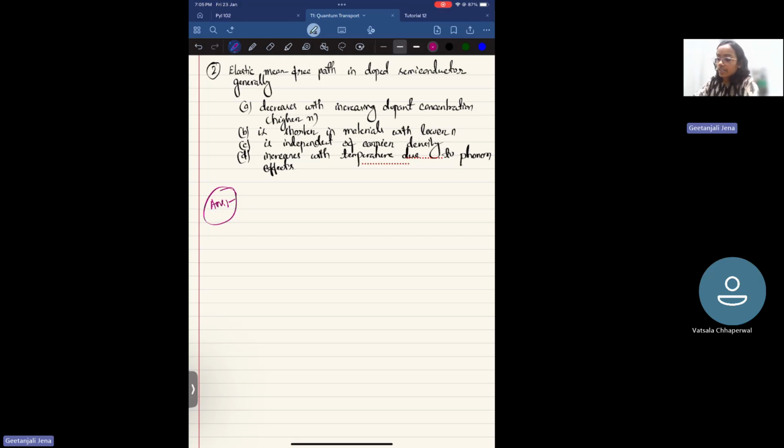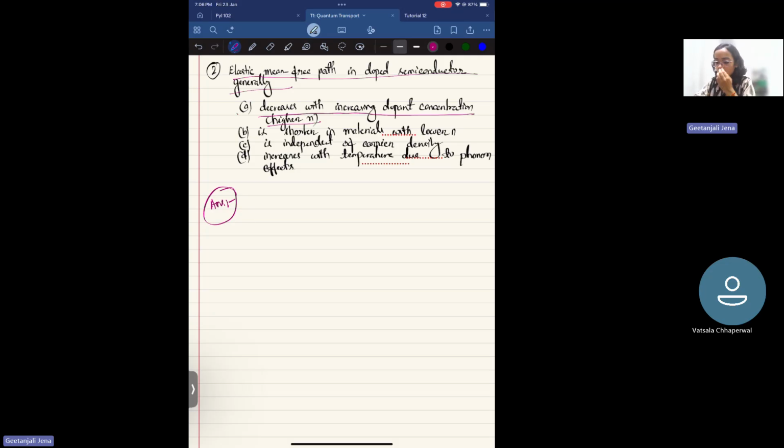So the elastic mean path in a doped semiconductor generally decreases with increasing dopant concentration, that is higher N, which is true, because whenever you increase the dopant concentration there will be more scattering, and the mean free path, which is the distance between two consecutive collisions, will decrease when we increase the dopant concentration.